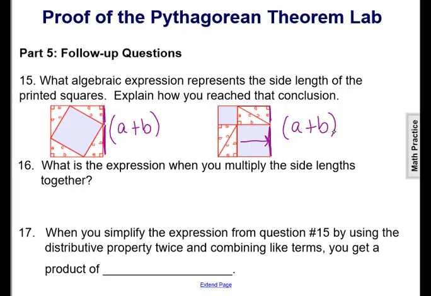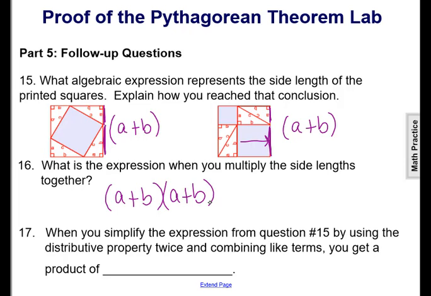When the triangles are placed next to one another, they fit inside the printed square when the measurement of the short leg A and the measurement of the long leg B are next to each other, or adjacent. Now, the expression you get when you multiply the side lengths together is A plus B times A plus B. That's finding the area of the square.